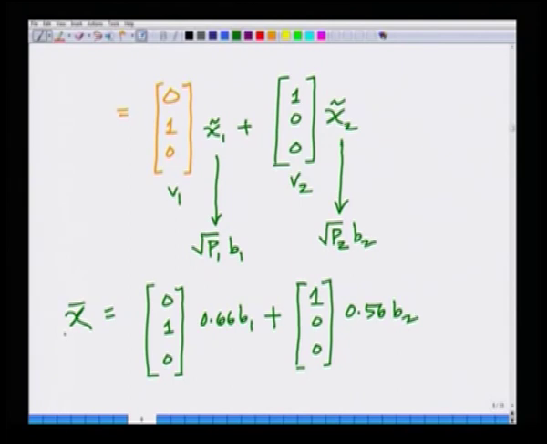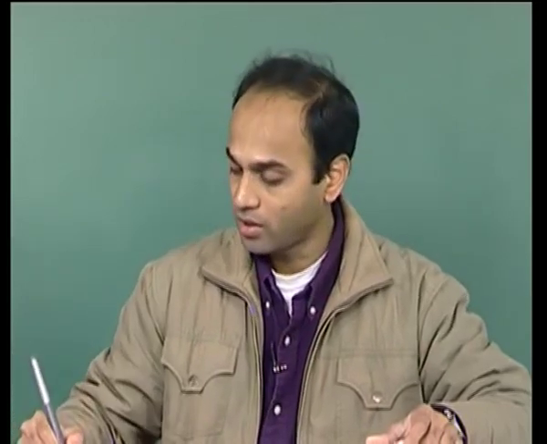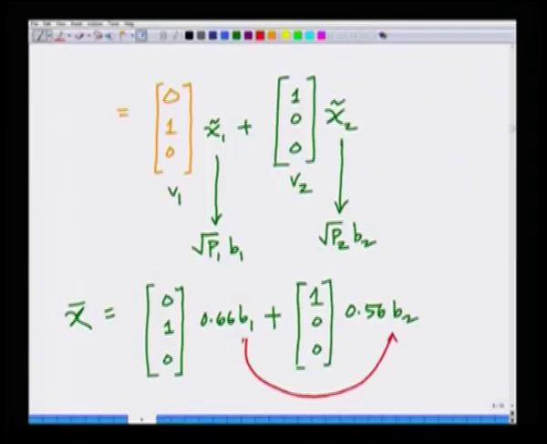All right. So, this is x bar, which is vector V 1 times 0.66 B 1 plus vector V 2 times 0.56 B 2. These 0.66, 0.56 are essentially the square roots of the optimal powers to maximize capacity. This is square root of P 1, 0.56 is square root of P 2, and B 1 and B 2 are unit power constellation symbols. All right.